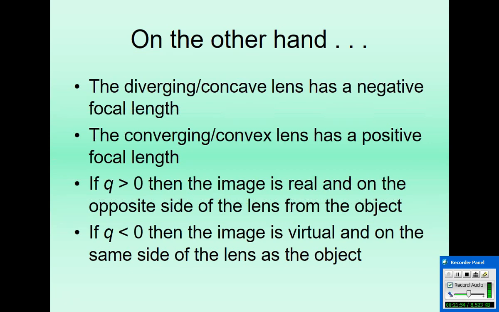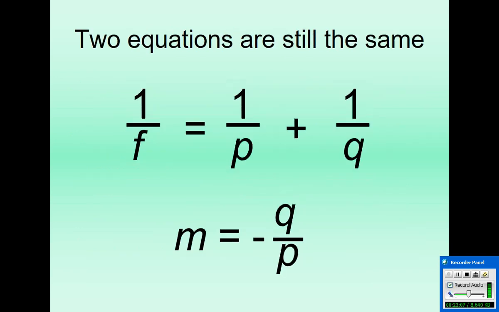As for the image distance, it is positive when the image is real and the location is on the opposite side of the lens relative to the object. If Q is negative, that means the image is virtual and on the same side of the lens as the object. Otherwise, the major equations are the same. 1 over f equals 1 over p plus 1 over q, and m equals minus q over p. And you can also say the height of the image equals m times the height of the object.